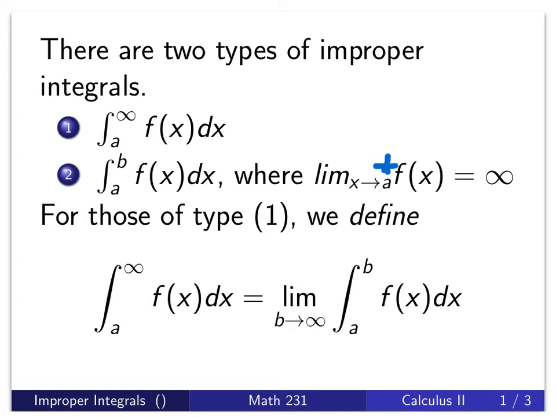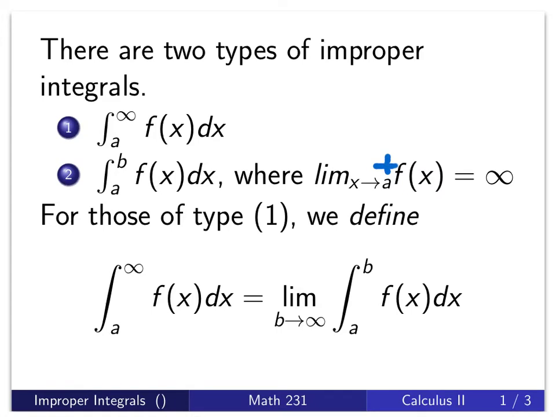So for the improper integrals of type 1, we have to redefine what we mean by the integral symbol. So this is a completely new definition. The definition we learned when we first learned about definite integrals does not apply anymore. What we're going to do is look at the integral from a to some number b, and then once we've calculated that integral, we're going to let b go to infinity.